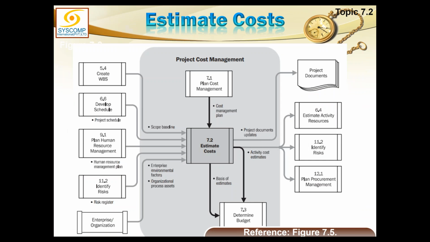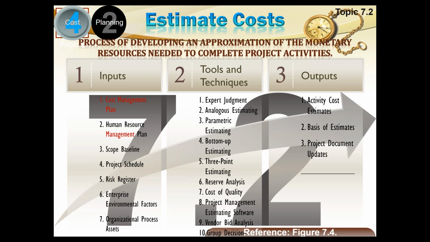Okay, in estimate cost, very similar to the duration estimate as we have discussed in time management, we need to have here as input the cost management plan, the human resource management, because we have to employ the human resources and we have to consider their rates also. Scope baseline, schedule, risk register, these things are required along with the enterprise environmental factors and process assets. Now we can use expert judgment.